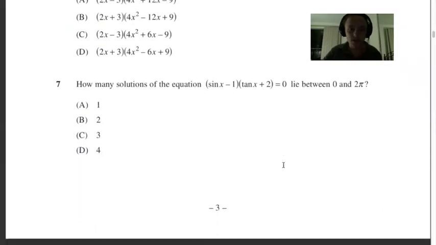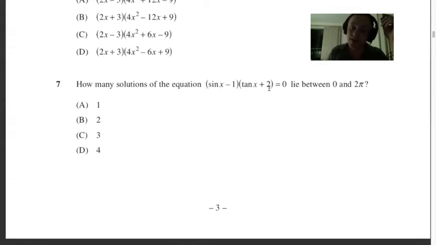Okay, question 7. How many solutions? Oh, I love questions like this. How many solutions of the equation (sin x minus 1)(tan x plus 2) equals 0 lie between 0 and 2 pi? Oh my goodness. This is a juicy question. We're going to have to talk about sine. We're going to have to talk about tan. And we're between 0 and 2 pi.